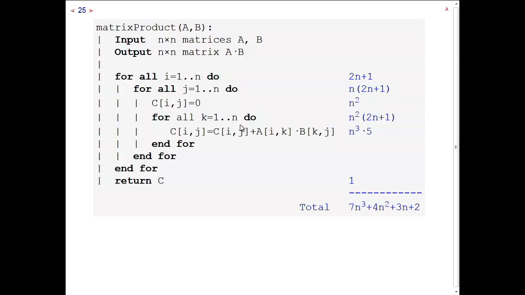A question that I got during the break: why 5 here? I explained that this is just how I counted it. Indexing into an array, indexing into an array, and indexing into an array 3 times. And then this multiplication and the addition was counted as a separate operation. It really doesn't make much of a difference.